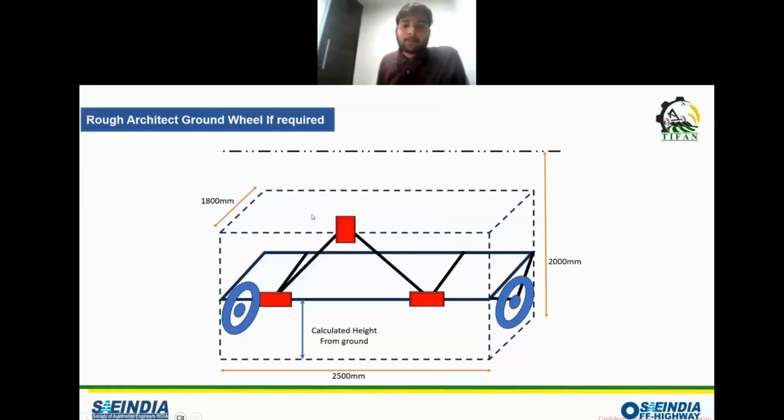The only important point is we need to maintain this ground height from the ground, because the height of the bed or the ridge which is in the field is about 150 mm. So this height should be more than that when the wheels are on the ground. This height should not touch that bed. So while designing we need to keep this parameter in mind.